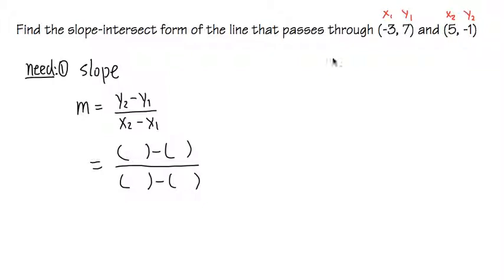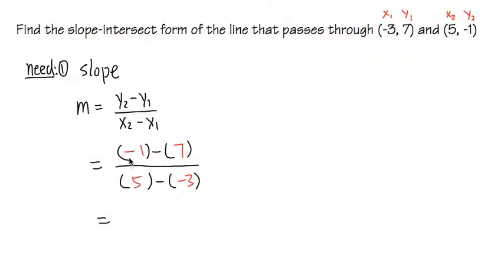y2 goes in here, and y2 is equal to -1, so we have -1 right here. The minus is from the formula, and then the y1 is equal to 7, so I'll put a 7 right here. And on the bottom, we have x2, which is equal to 5, that goes right here, minus x1. x1 is equal to -3, so that goes right here. So you see this is the setup, and now let's work this out.